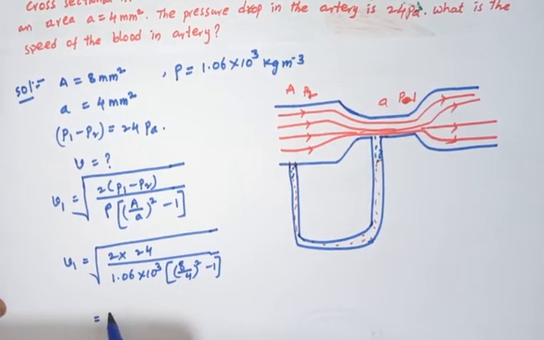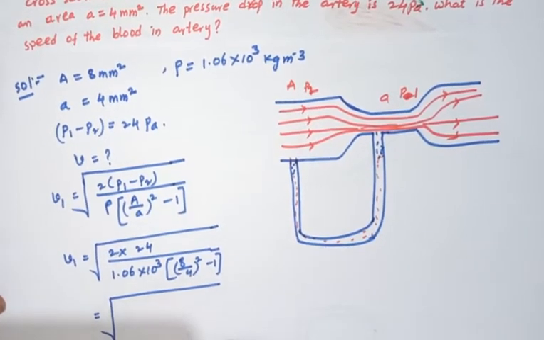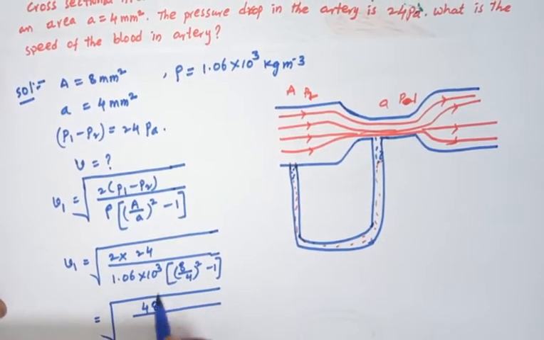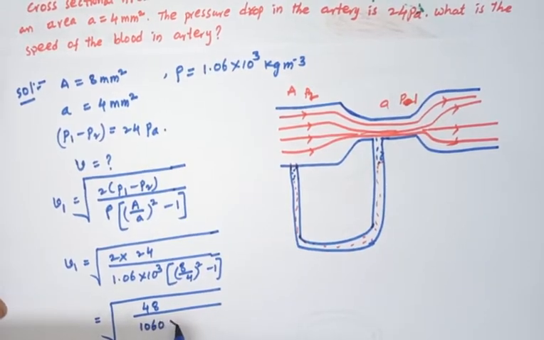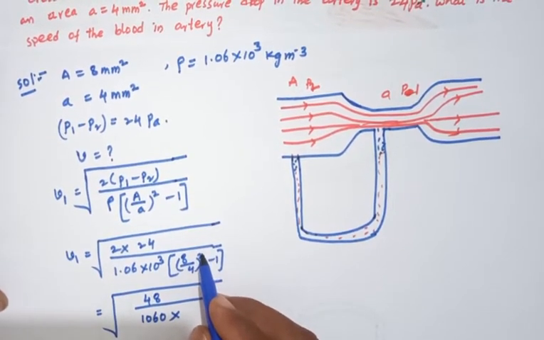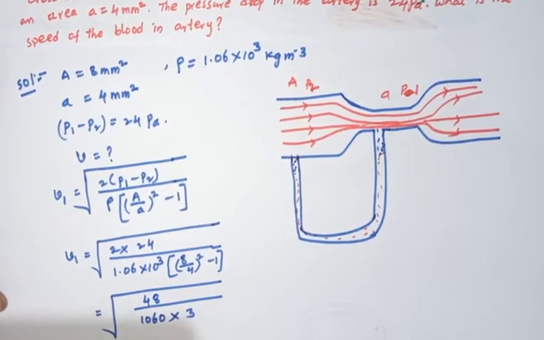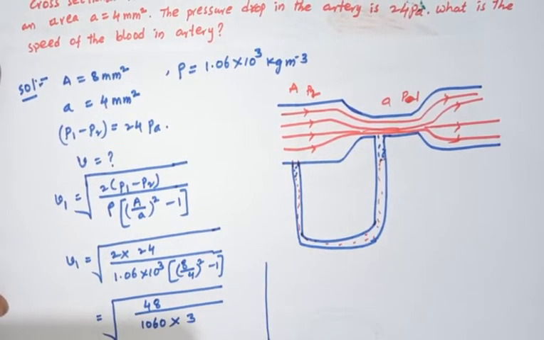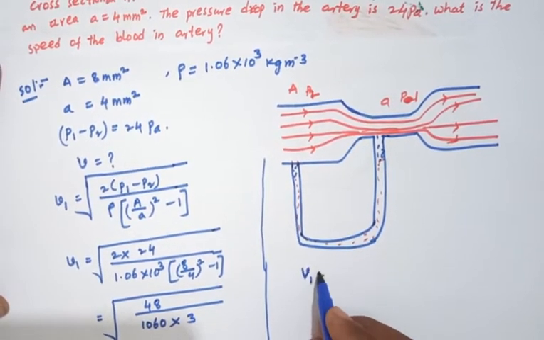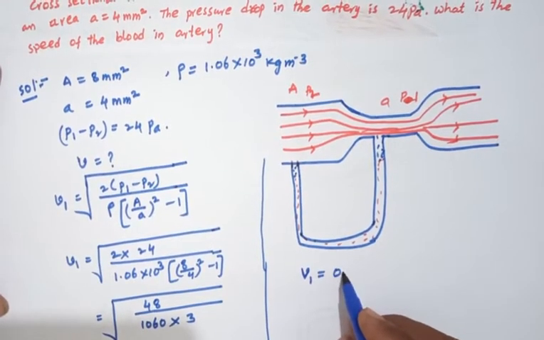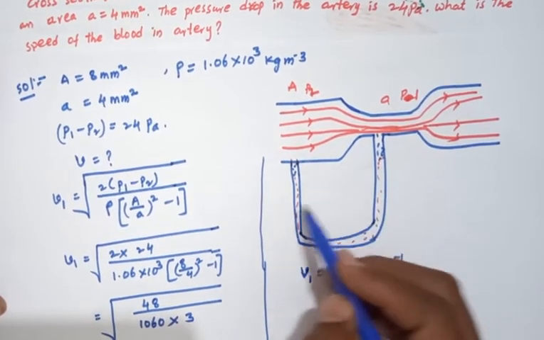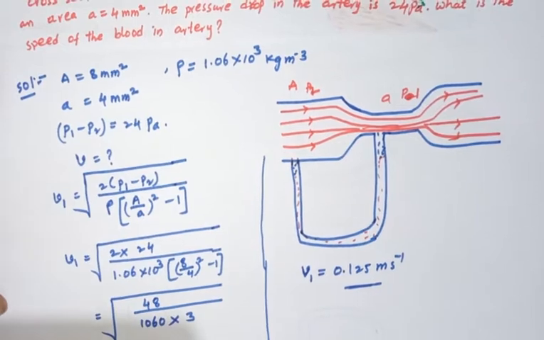Okay, that equals square root of 48 by 1.06 into 10 to the power of 3, which is nothing but 1060, into 8 by 4 equals 2, 2 square equals 4, 4 minus 1 equals 3. This value we can calculate using a calculator. So V1 equals 0.125 meter per second. So this is the velocity of blood in the artery.